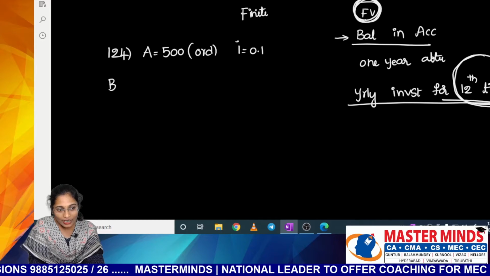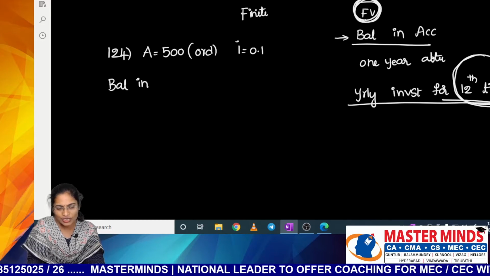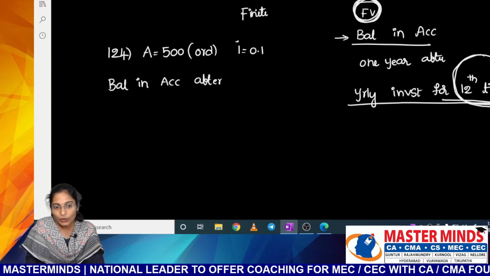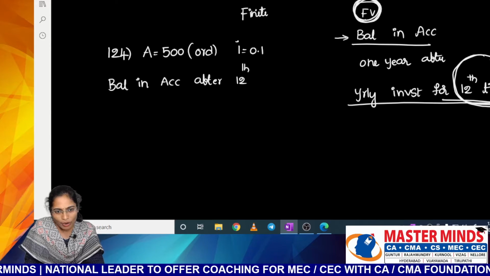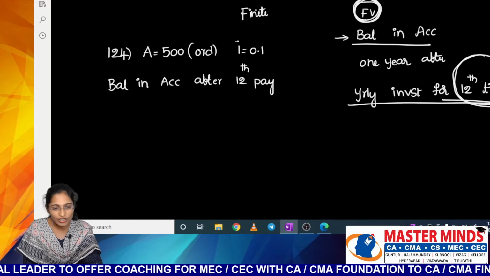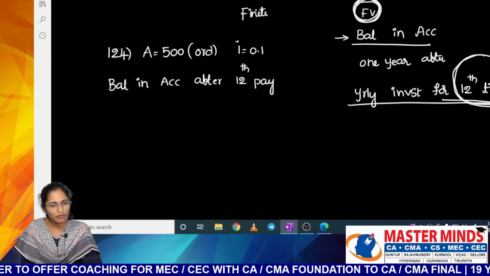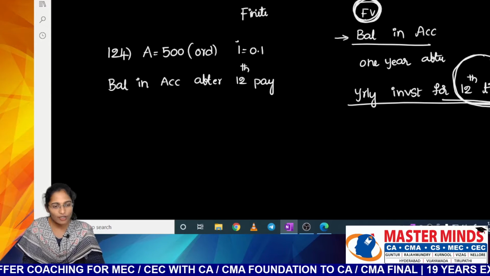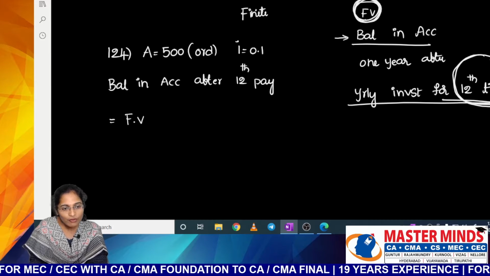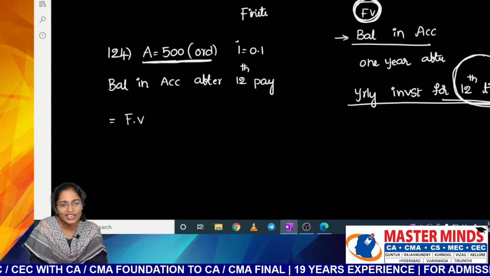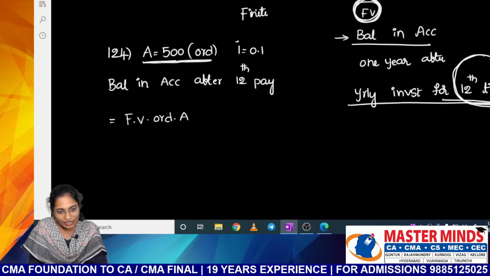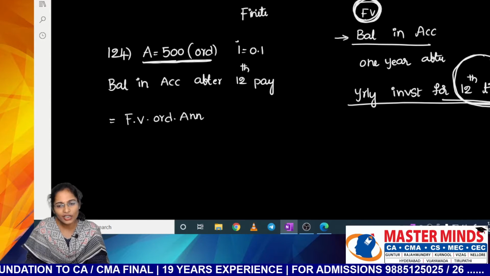Means, look at this. I'm going to calculate the balance in this person's account after 12th payment. After which payment? 12th payment. So, means I'm talking about the value of my money or value of my deposits after 12 years. After 12 years means I'm talking about present value, future value. It's definitely future value, right? So, it's a future value related question. And if you see the first line is related to what kind of annuity, guys? Ordinary annuity. That's what I'm doing. Ordinary annuity.